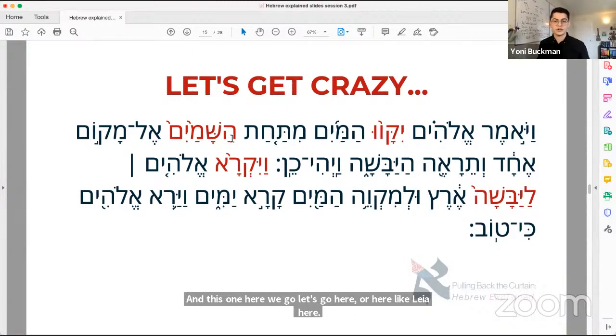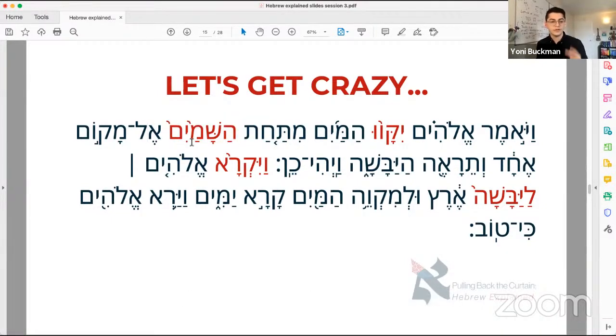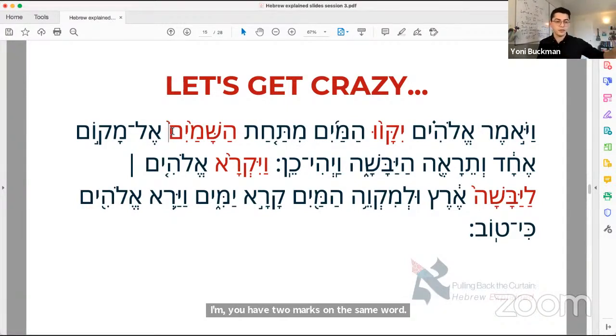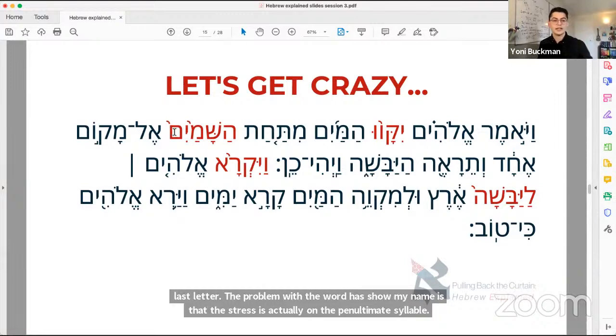So here is the tricky word. You have the word hashamayim. You have two marks on the same word. So what's going on there? This is supposed to be a pashta, and the pashta needs to be hanging off of the last letter. The problem with the word hashamayim is that the stress is actually on the penultimate syllable. And so you put a second one there to show you that the stress is supposed to be on the first mem, but you have the pashta, the mark at the end of the word, to tell you to sing it like a pashta, not like a kadma.